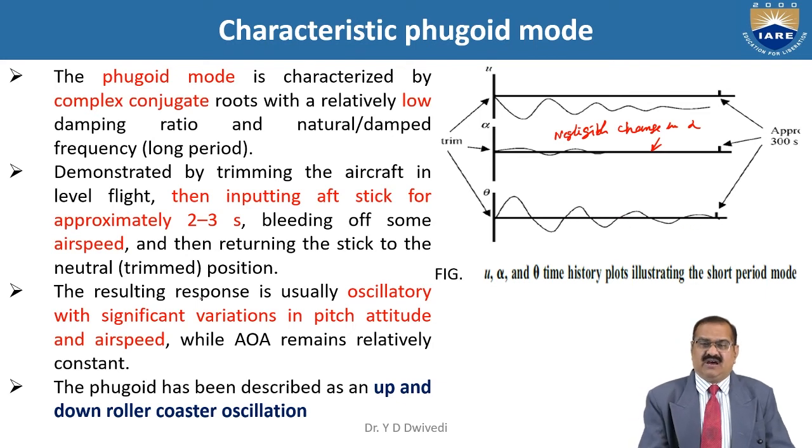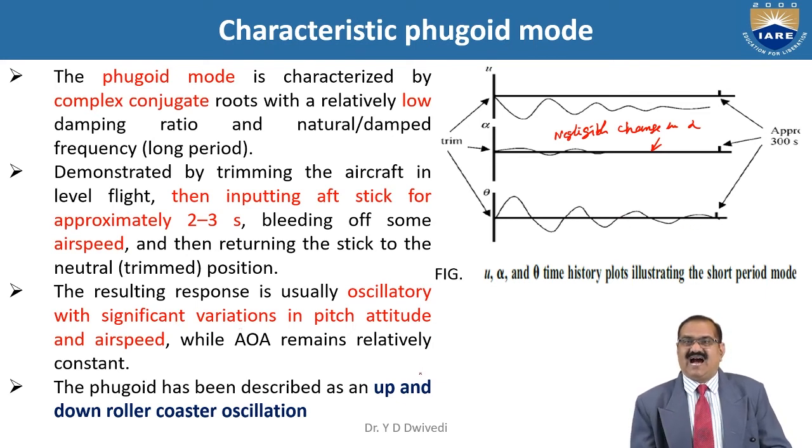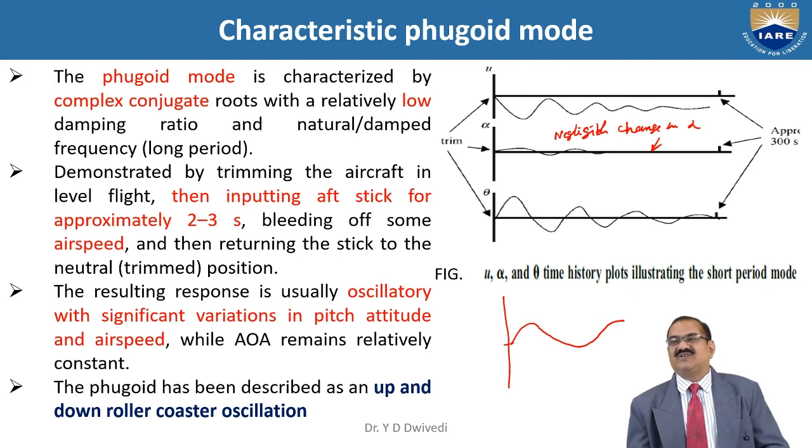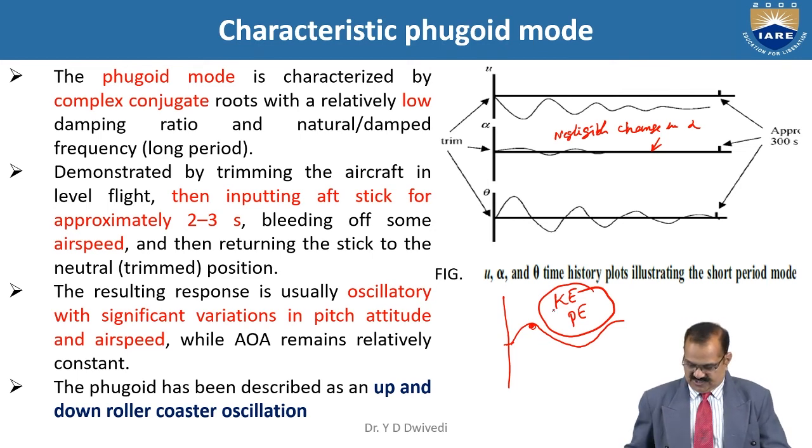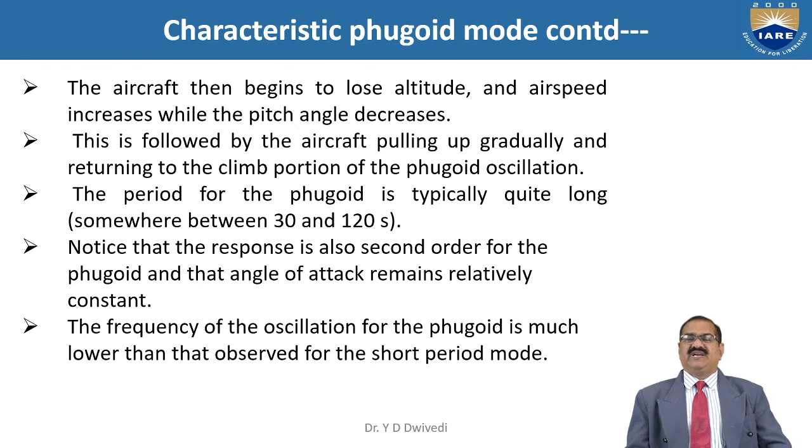So the phugoid has been described as an up and down roller coaster oscillation. If you see, the aircraft will move like this, like this, like this. So it is called the roller coaster. Either the altitude will increase, then velocity will decrease. So here kinetic energy and potential energy conversion of these two energies will take place in this motion.